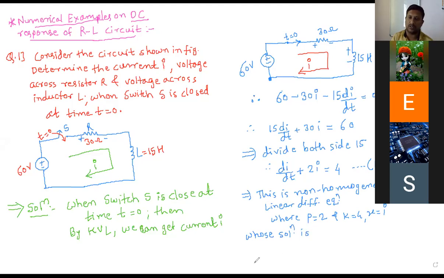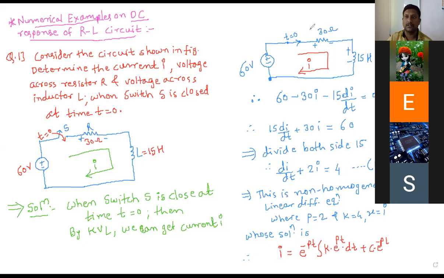I will directly write the solution of equation number 1. So what will the solution be? I is equal to e raised to minus pt, integration of k into e raised to plus pt with respect to t, plus c into e raised to minus pt. So you can put all those values p, k and x. You can write x here or directly write I, no problem.